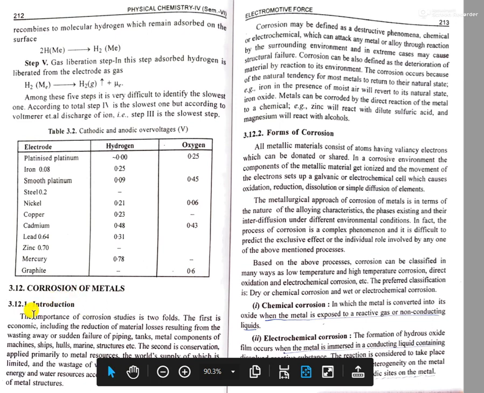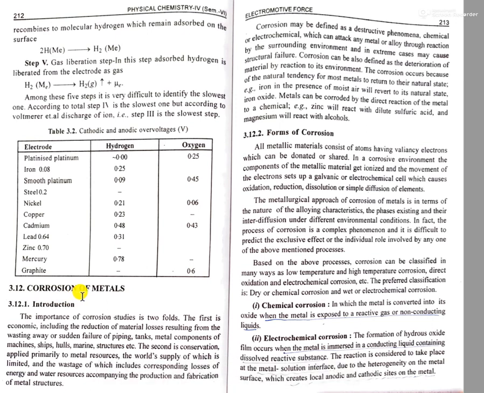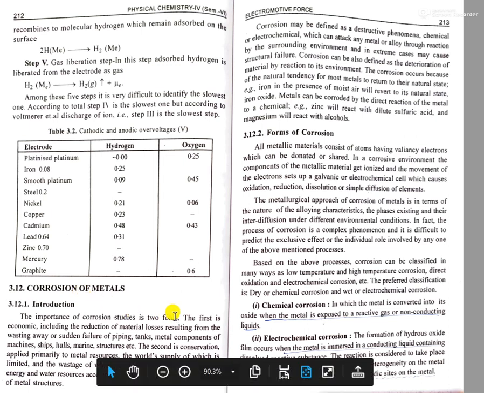Corrosion of metals is an important area of study, and its first importance is economic, including the reduction of material losses resulting from the wasting away or sudden failure of pipings, tanks, metal components of machines, ships, hulls, etc.